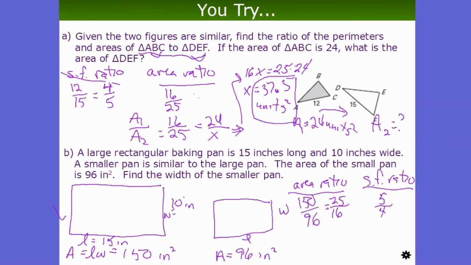If I'm working with widths, right? Here's one width, here's the other width. So that's going to be in the ratio of 5 to 4. So 10 over W will be that same ratio. And I think it's pretty easy to see here that W would have to be 8 inches. That would be the width.